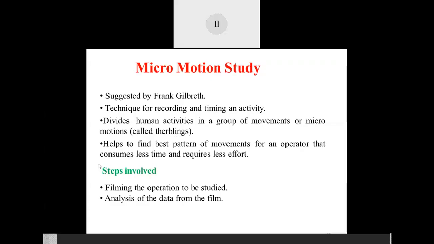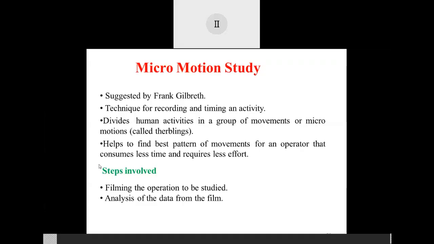So this micro motion study helps to find the best pattern of movements for an operator that consumes less time and requires less effort. In micro motion study, we record the time and what the activities are, what the movements of human activities are. So in that technique, if you analyze, we can find out the best pattern of movements for the human being, which consumes less time, optimized time compared to other timing, and also requires less human effort.